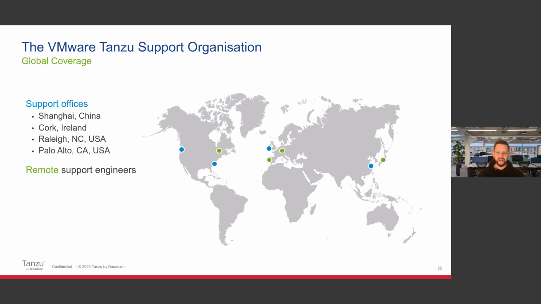Let's cover where we are in the globe. So there's support offices in China, in Ireland, and a couple in the USA, North Carolina and California. And there's also people working from home, logged into our secure VPN. So we essentially do have follow the sun global coverage.